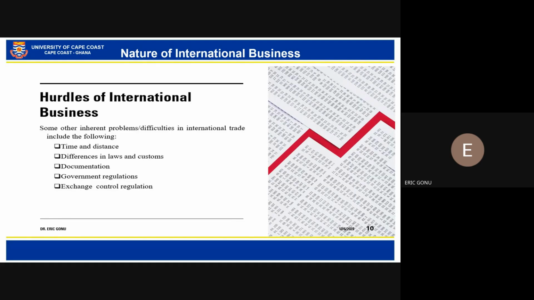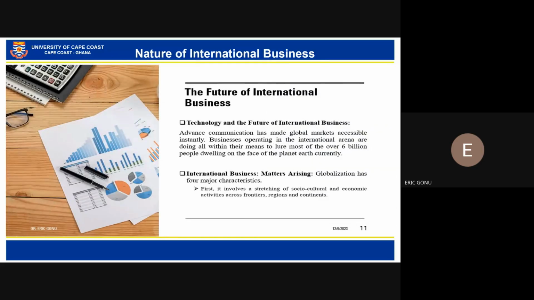They're talking about differences in laws and customs. So differences in laws and customs are also key. Documentation issues. How difficult is it for you to prepare a document? Is it so simple? You have to go through a lot of stages. And what are the government regulations when it comes to international business? They have exchange control regulations.